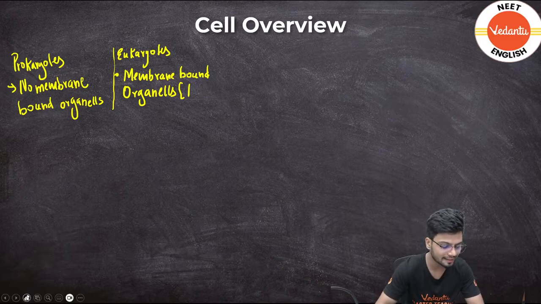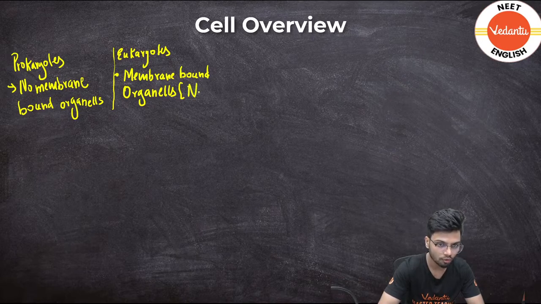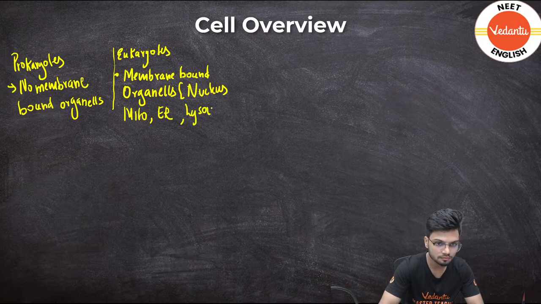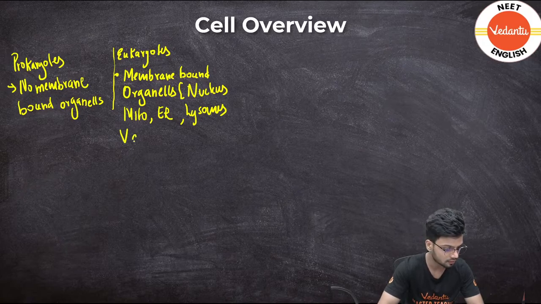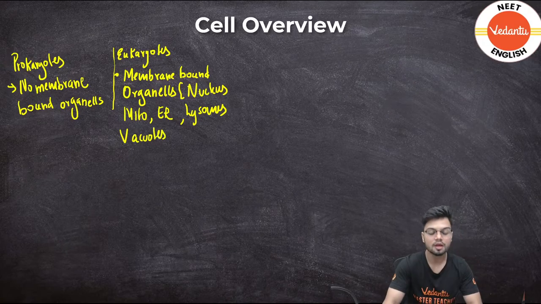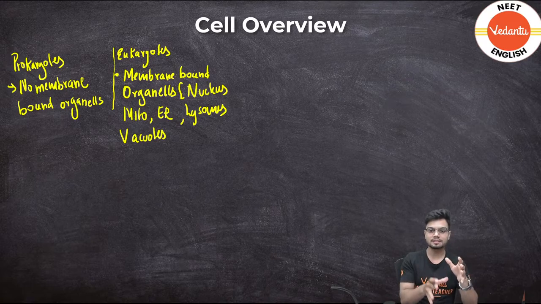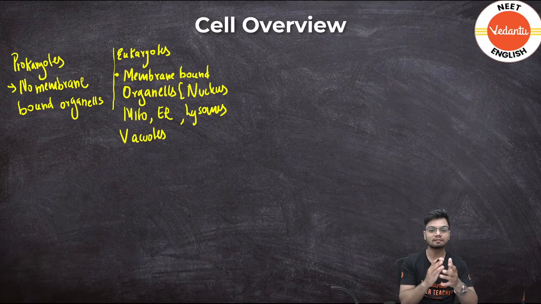Apart from the nucleus, are there any other examples? Yes, sir. What about mitochondria? Nucleus, mitochondria, then we have endoplasmic reticulum, then we have lysosomes, and we have vacuoles. All of these membrane organelles have a complete covering on top.